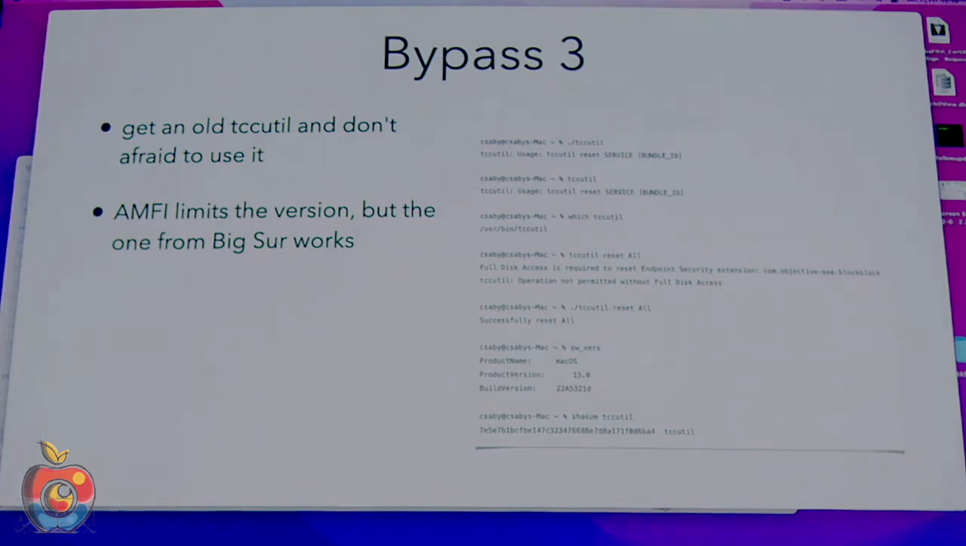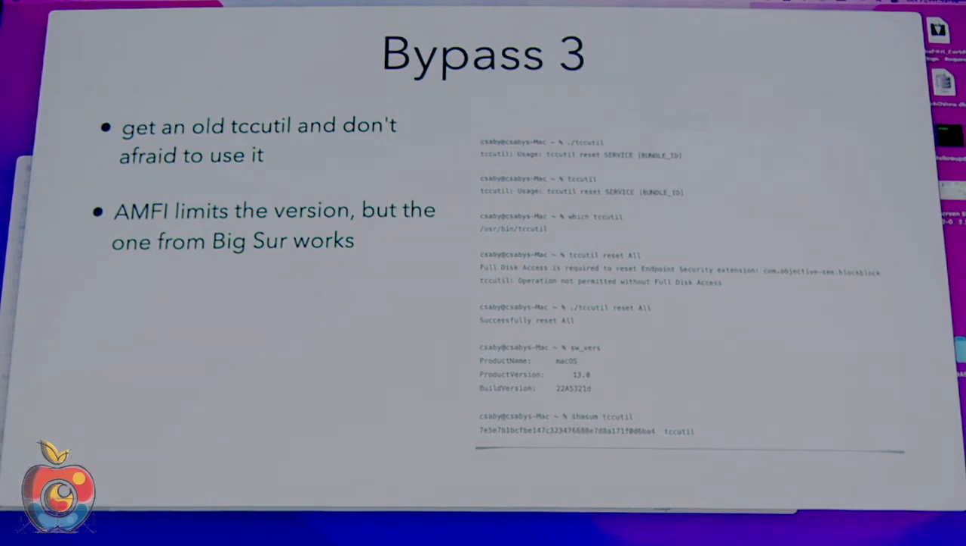Because the old tccutil could still clear the database, and it didn't have any of the checks for full disk access, authorization, whatever. So just take an old one from Big Sur and use that. Here we can see on the screen that we have two tccutils, one the system default and one I took from Big Sur. The system default will not work, but the other one will.